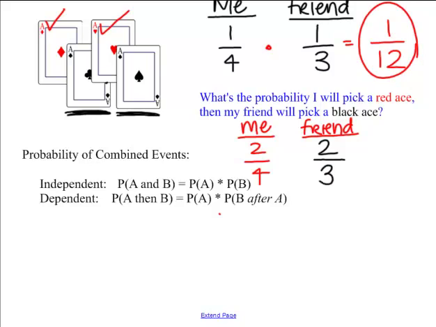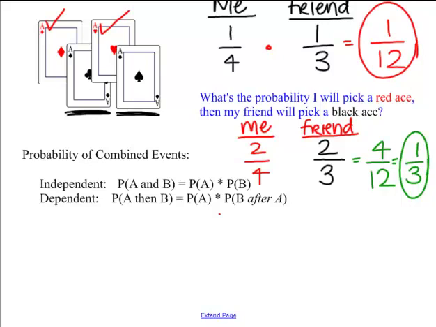So this time the denominator changes, but the numerator stays the same. So we can multiply these together just like before. We'll get 4 on top out of 12. And this is something that can be reduced, so we should reduce it to 1/3. This one has a greater chance, a much greater chance of happening than me and my friend picking out specific cards. So 1 out of 3 times that we do this, I'm going to pick a red one, my friend will pick a black one.